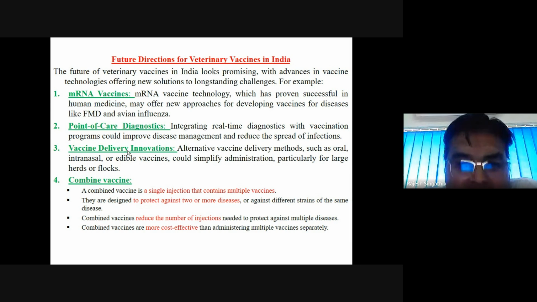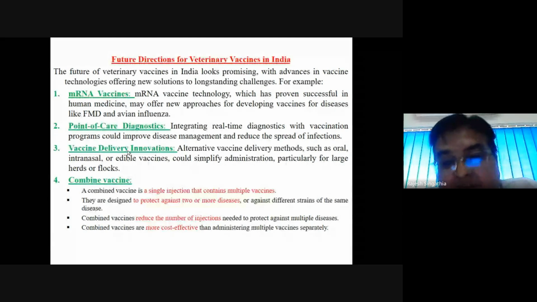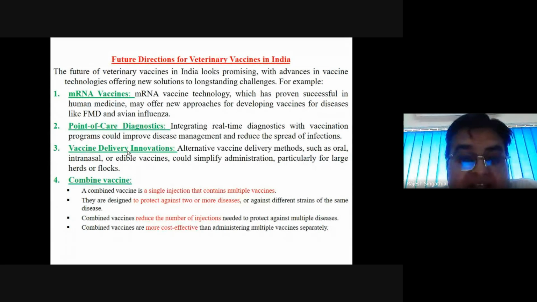Point of care diagnostics. Integrating real-time diagnostics with vaccination programs could improve disease management and reduce the spread of infection. Next is vaccine delivery innovation. Alternative vaccine delivery methods such as oral, intranasal, and edible vaccines would simplify administration, particularly for large herds or flocks. Next is combined vaccine. We already discussed this combined vaccine.